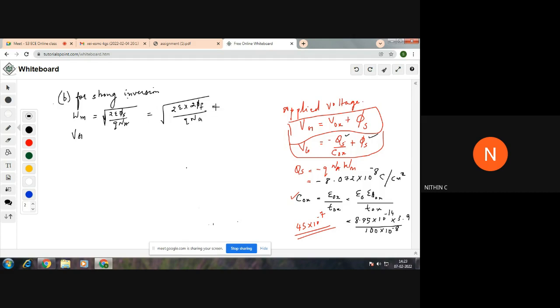So all these values are known to you. Epsilon you need to substitute. You can take that value: epsilon 0 into epsilon r si. That will be 8.85 into 10 raised to minus 14 into 11.8. Then phi f is 0.390, right? So you can take that value also. Substitute and find the value of Wm.